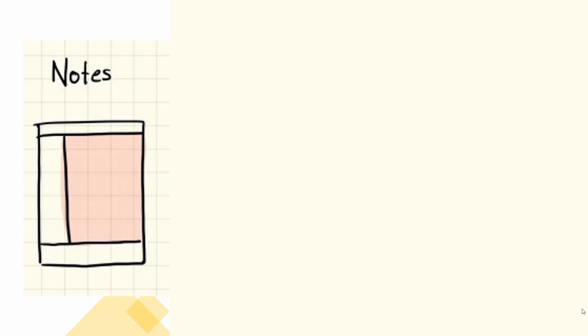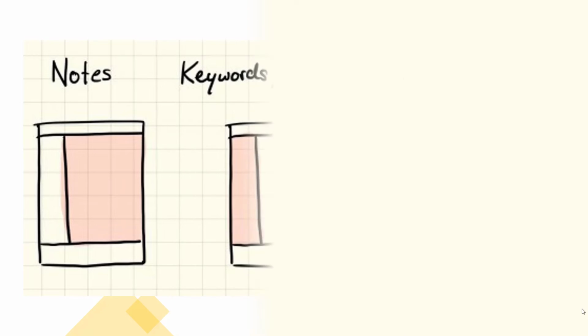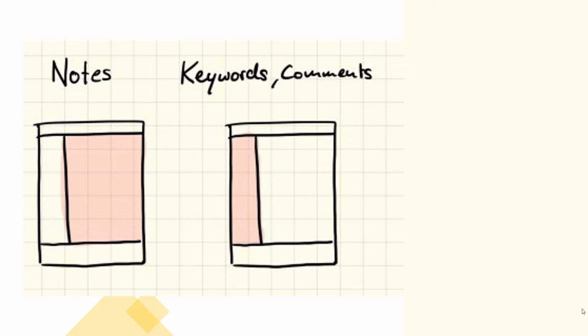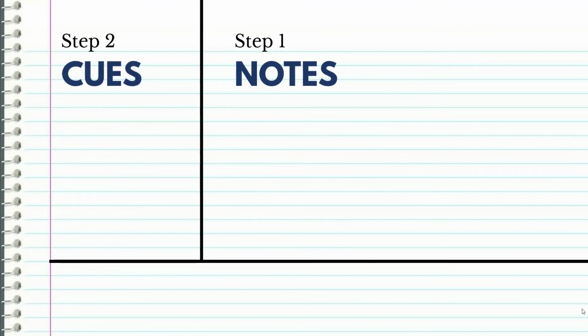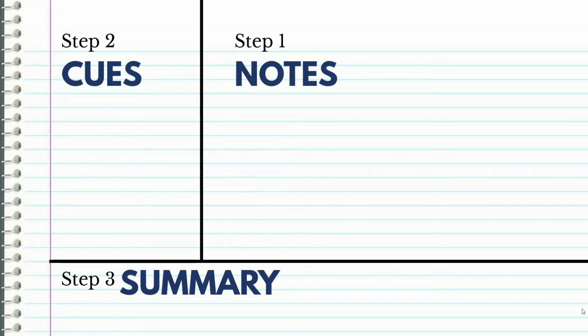So how does it work? You divide the page into 3 sections. You have the notes section on the right-hand side, the keywords and comments section on the left-hand side, and the summary at the bottom. It looks like this. You have your lined paper, and you divide it into 3 sections. Step 1 is notes, step 2 is cues, step 3 is summary.